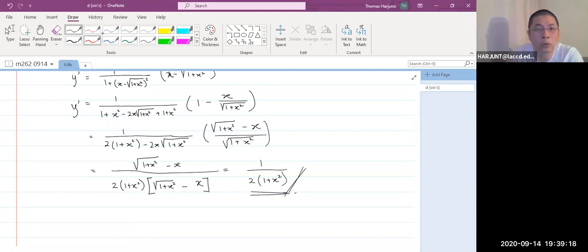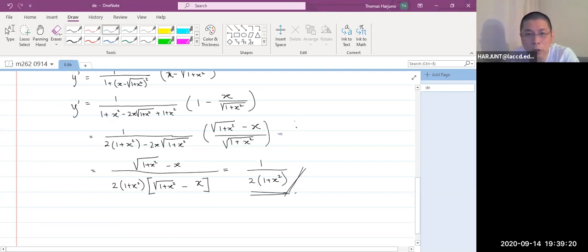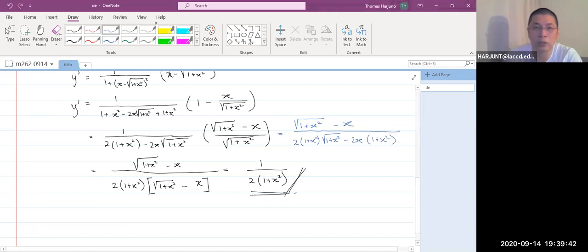Maybe I write what happened in between first. On the top, that's 1 plus square root of 1 plus x squared minus x. At the bottom, it becomes 2 times 1 plus x squared times square root of 1 plus x squared minus 2x times 1 plus x squared. I hope now you see the common factor, 2 times 1 plus x squared. Okay, and something cancels. That's for number 32. How about number 34?